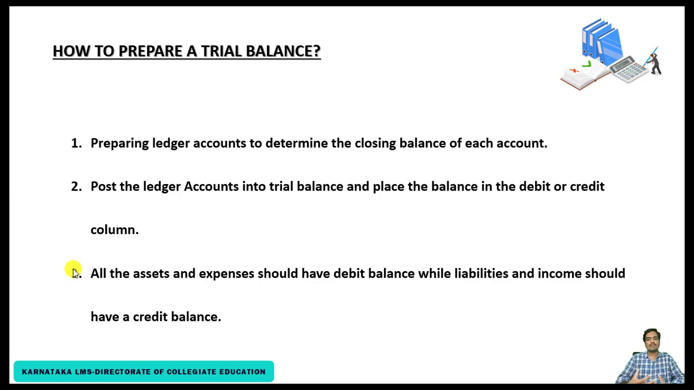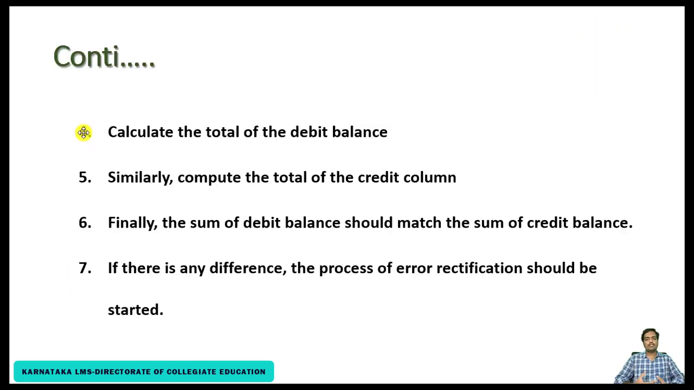So assets and expenses, all of them we show in the debit column, and incomes and liabilities, which should have the credit balance, we show on the credit side. And calculating the total of the debit balance of the trial balance.